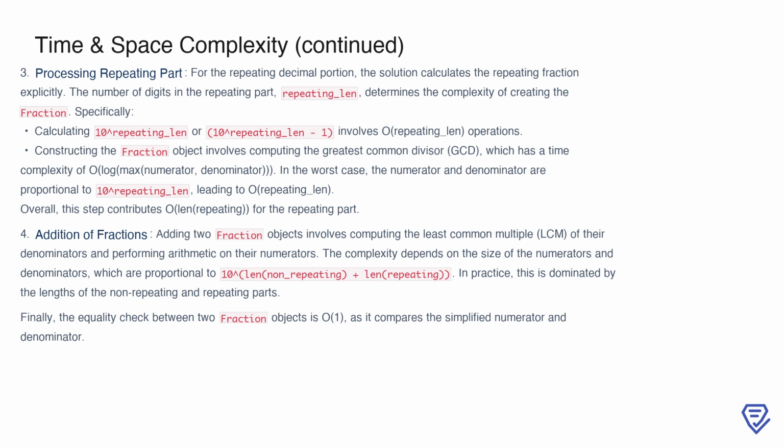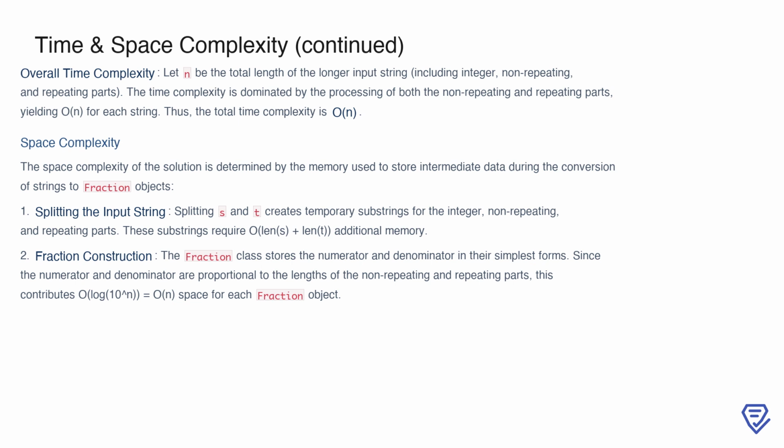After processing the repeating part, we combine the fractions representing the non-repeating and repeating portions. Adding two fraction objects involves finding the least common multiple, LCM, of their denominators and performing arithmetic operations. The complexity of this addition depends on the size of the numerator and denominator, which are determined by the lengths of the non-repeating and repeating parts. Finally, comparing the equality of the two fraction objects is a constant time operation, as it only requires checking their simplified forms. When we combine all the steps, the overall time complexity can be summarized as follows.